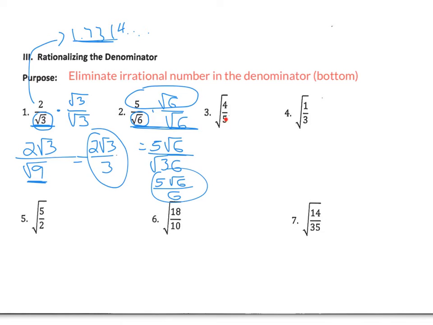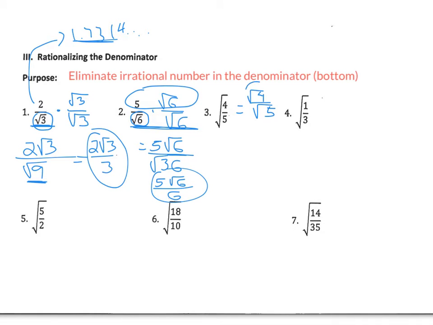Okay, let's go to 3. Now 3 and 4 are different in that everything's in the square root. Remember the last couple videos we said simplify the fraction. Now 4/5 and 1/3 don't simplify. They're already simplified for us. So we can split them up right away and make it square root of 4 over square root of 5.